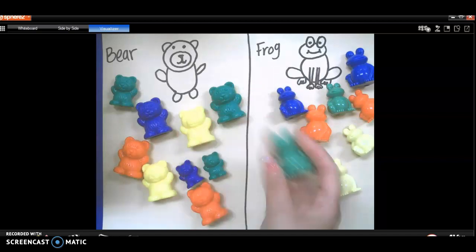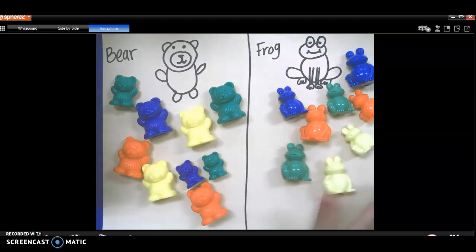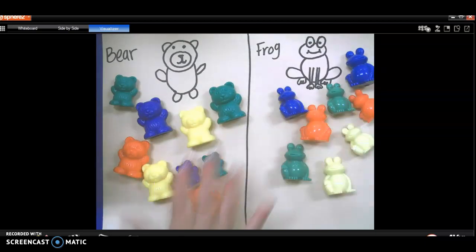A frog. Yeah, I tricked you. You probably thought it was going to be a bear, right? But no, it's a frog. So here are my frogs and here are my bears. Okay?